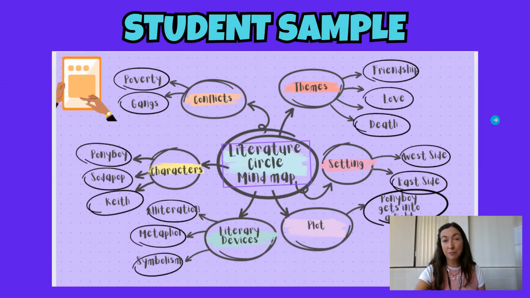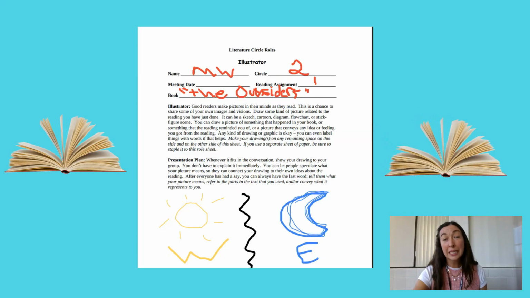with the role sheets. This is a student example of a concept map that the student will have an opportunity to create, where it breaks down their thinking and helps the students brainstorm. This is an example of a role sheet, the illustrator, who can use digital tools to draw pictures or edit the role sheet that they've been assigned.